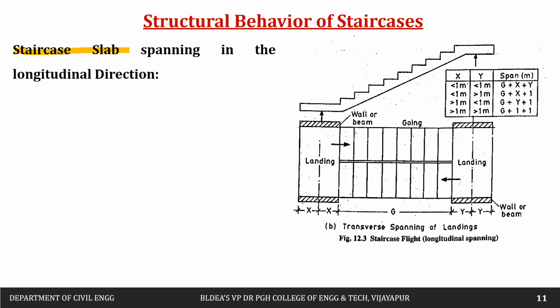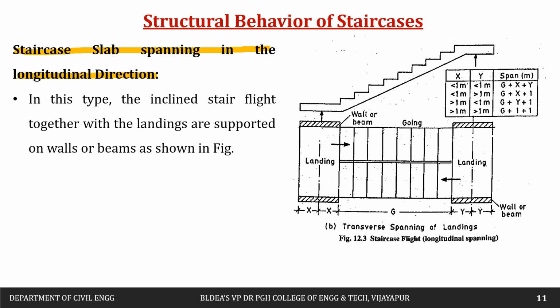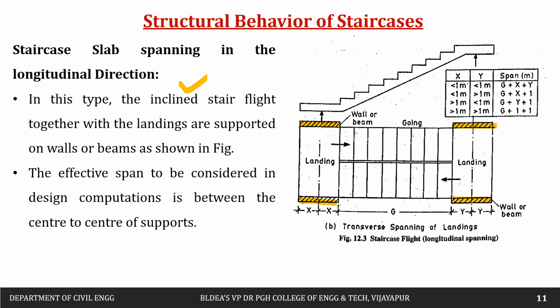Then next is a staircase slab spanning in the longitudinal direction. So in this type, the inclined stair flight together with the landing are supported on walls or beams, as shown in the figure. If you compare to the previous part, where it was supported somewhere here, in this type the inclined stair flight together with the landing is supported either on beams or a wall. So how to calculate the effective span in this type?